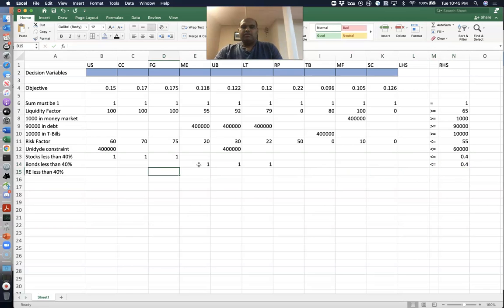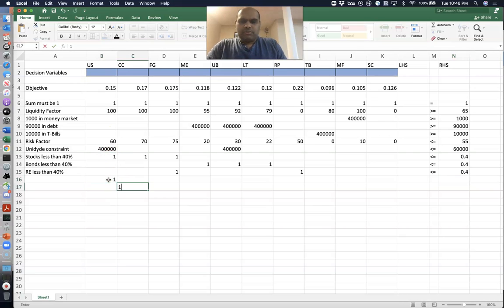And then of course real estate. For that it's First General REIT and Realty Partners together. This has to be less than 40%. Then we are going to write individual constraints for each of the different variables. I'm going to begin that here, just going through this quickly.